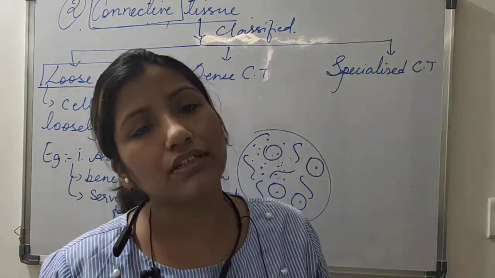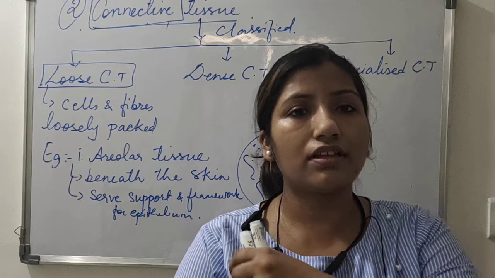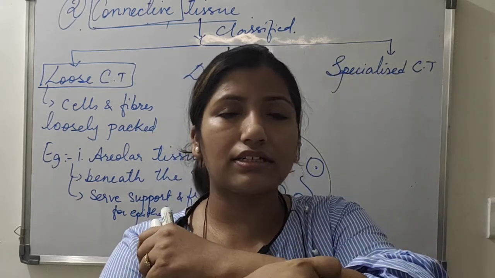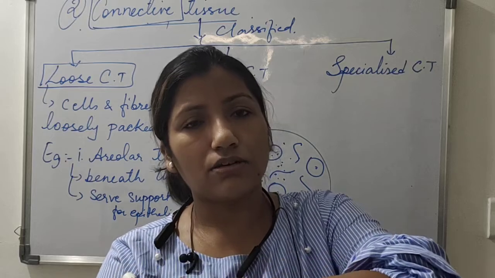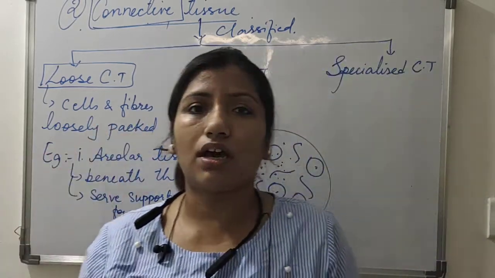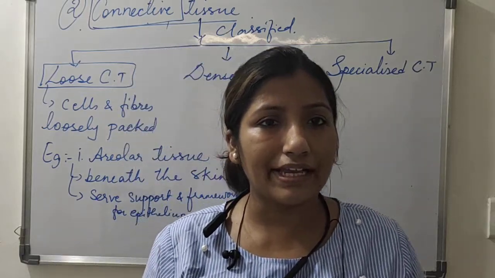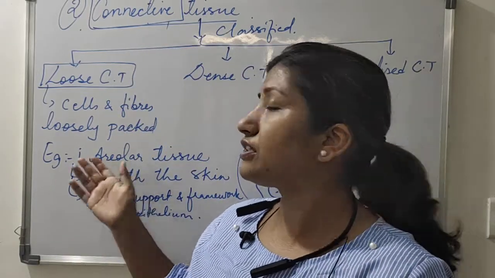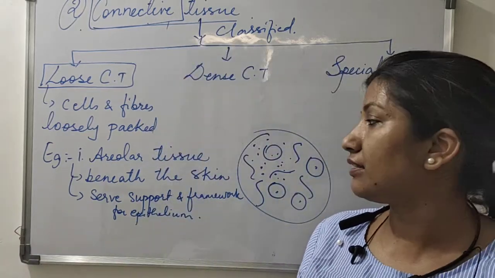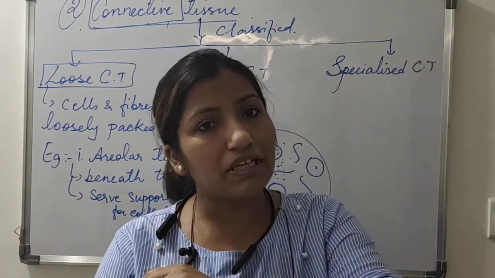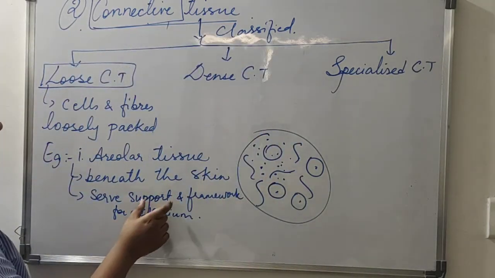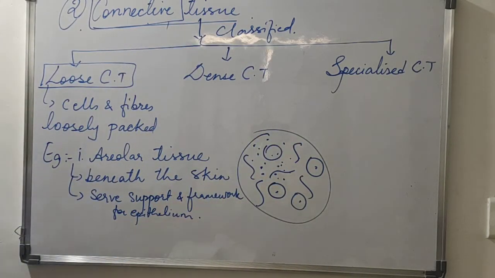Now what happens in old age? You must have seen that the skin is shaggy with too many wrinkles, and it becomes very loose. Why? Because the areolar tissues have aged, and because of that the areolar tissue no longer supports the skin, and that is the reason skin becomes very shaggy in old age. So that is why the supportive framework of skin is important.